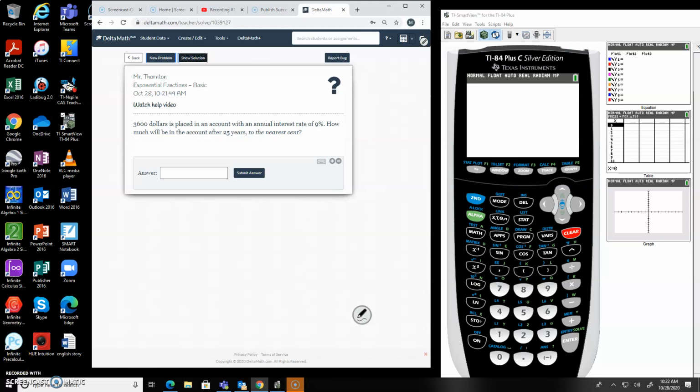All right, now we're doing exponential functions basic, and we're doing money put in the bank, earning interest. So here we go. We got $3,600 placed in the account with an annual interest rate of 9%. How much will be in the account after 25 years?